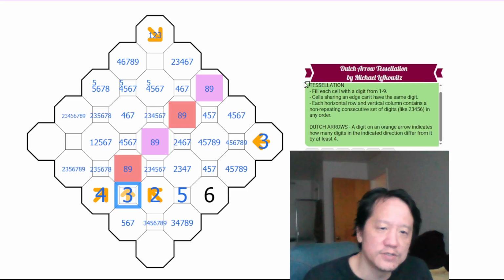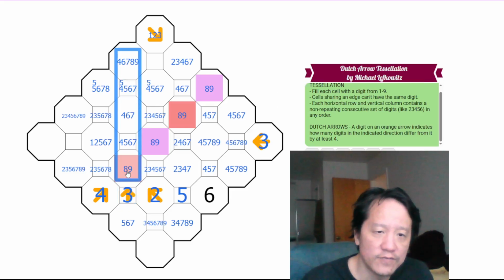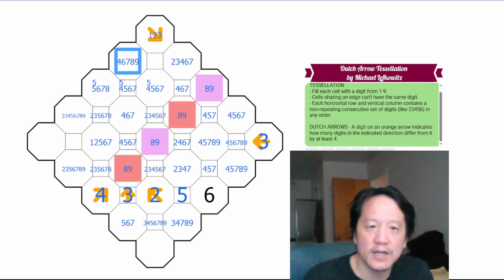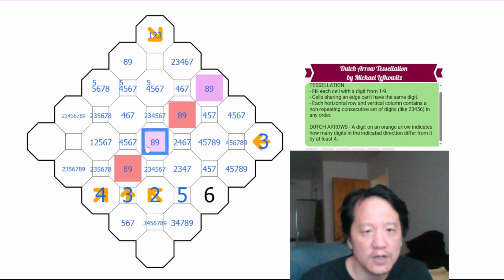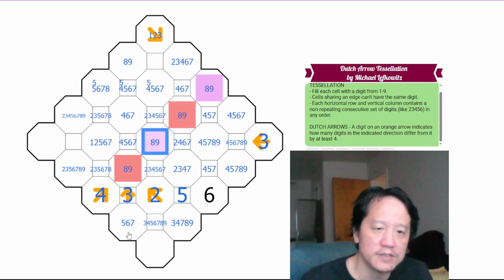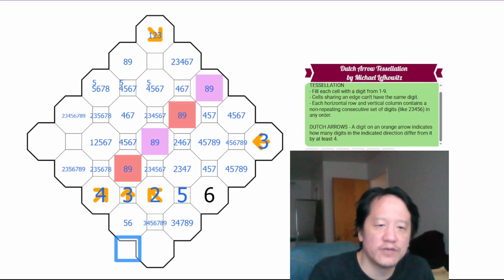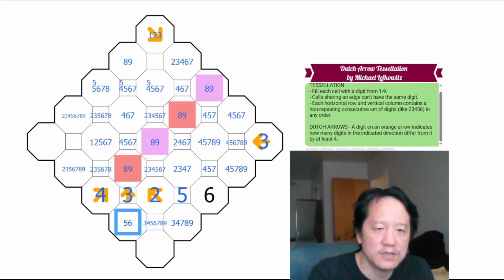That means this sees 3 cells this way from 7, 8, and 9. So this has to be the other 8, 9, because these can't be 8, 9, as they all see the red and the pink 8, 9s. Obviously, this can't be 7 anymore. It's 5 or 6. 6 would be at most going up to 8.